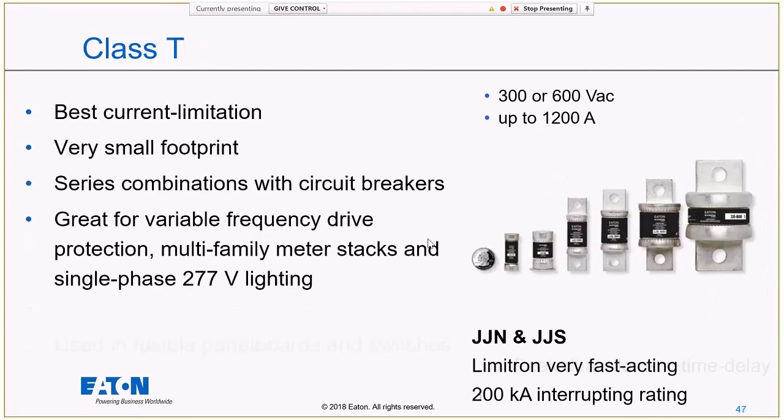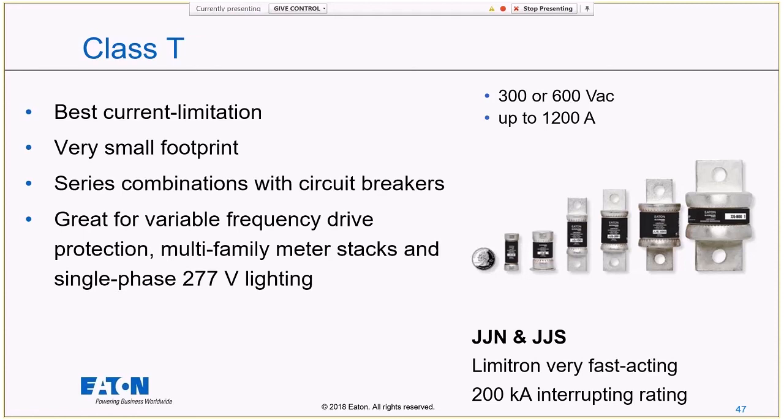So the next one is Class T, and the Class T is a very interesting fuse. It has a couple very specific applications that it's used in, and you rarely see it outside of those applications. Class T has very, very good current limitation, and it's very, very small. The vast majority of when I see Class T fuses used, it is for protection of variable frequency drives. A lot of drives out there specify Class T fuses in front of them. I know ABB drives do, and I think some of the Rockwell drives do as well, although sometimes Rockwell specifies the DFJs. But the Class T fuse is a lot of times specified in front of drives.